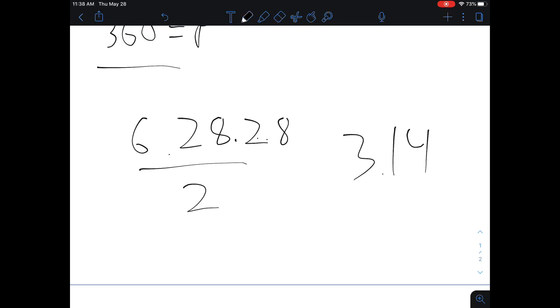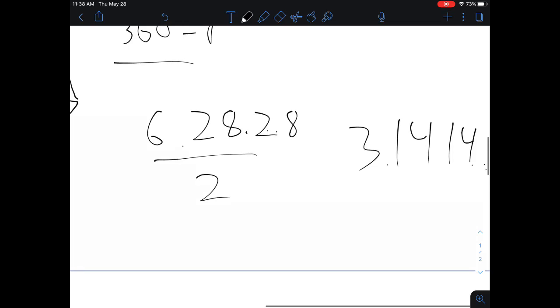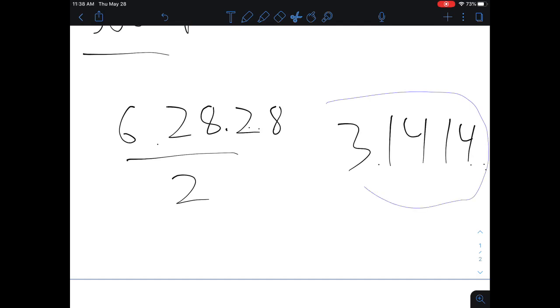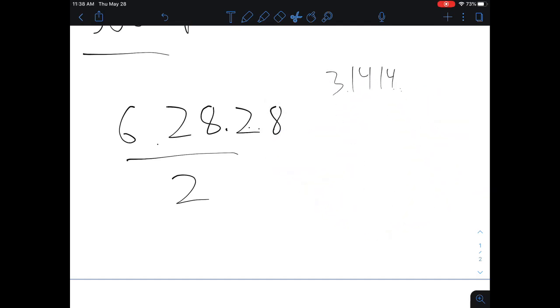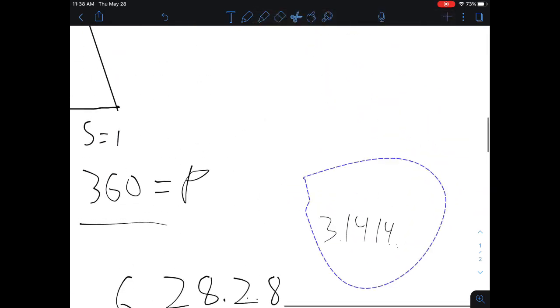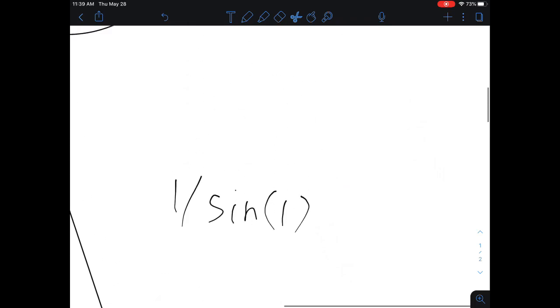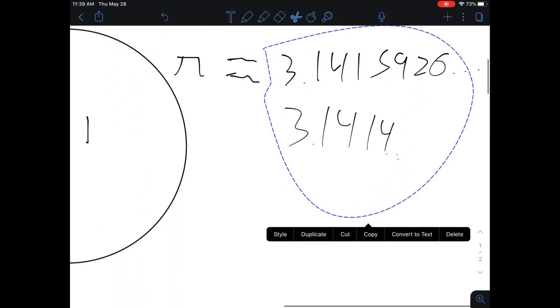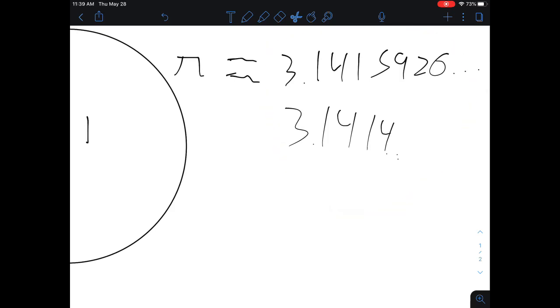I can't write this. 3.1414. Okay, I'm running out of space. I'll drag this over here. Now, remember, pi, I'll move it up here, is 3.1415. So we got to the 100th place with accuracy. That's pretty good accuracy. For right now, we're only a 10th of a 100th off.